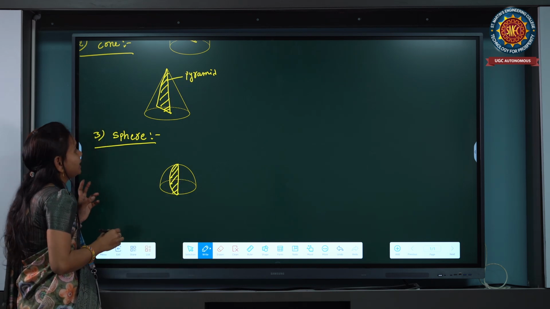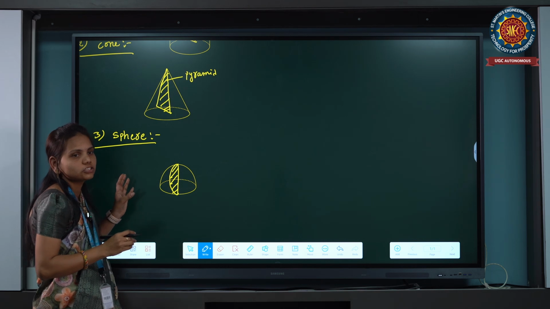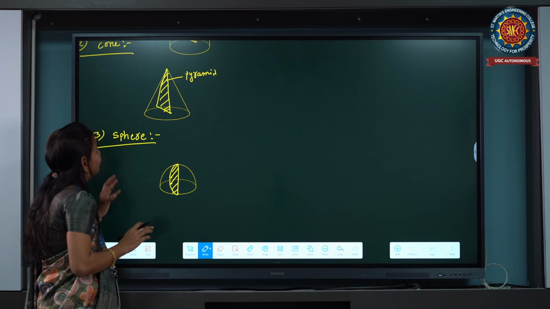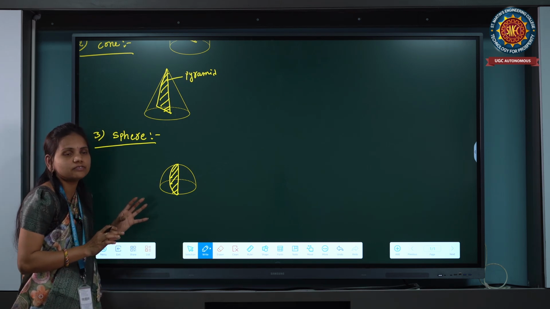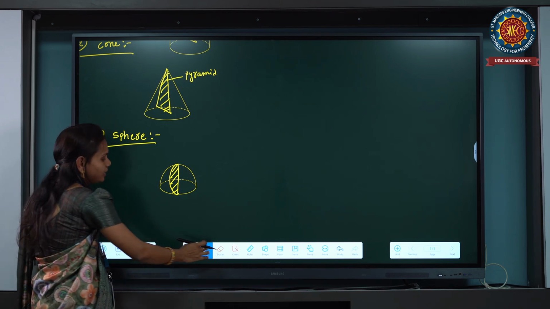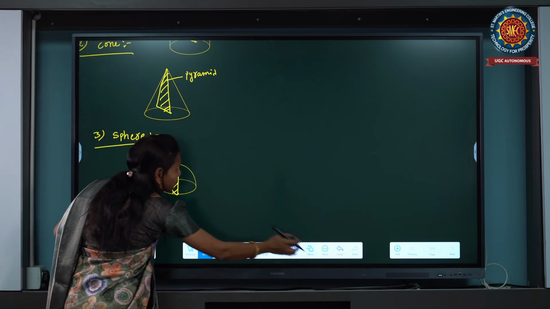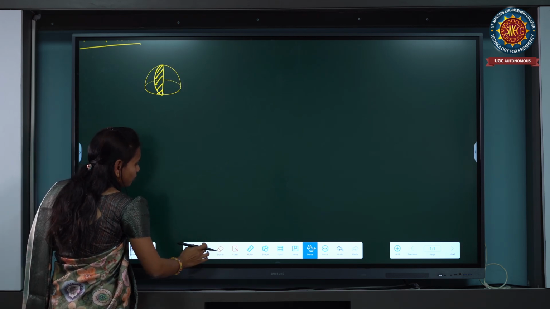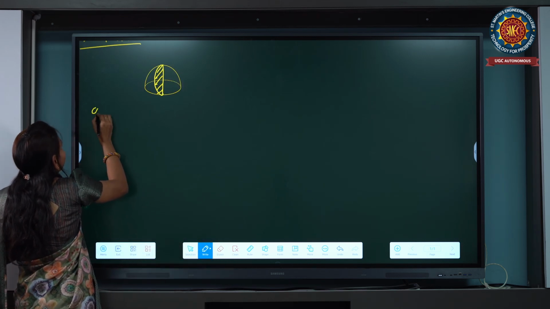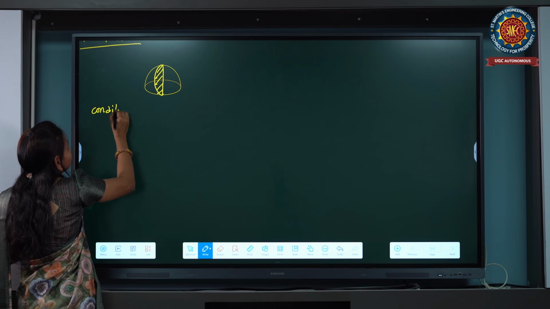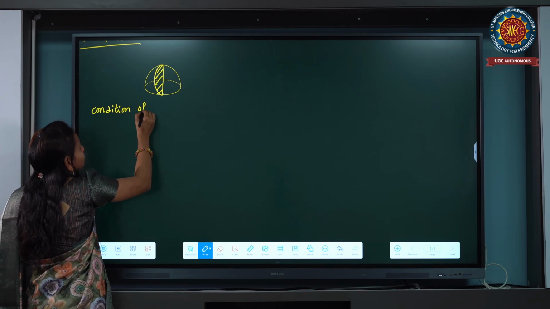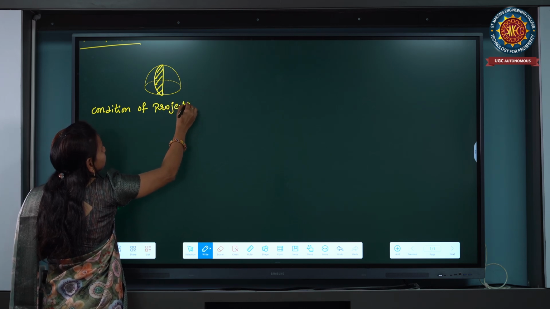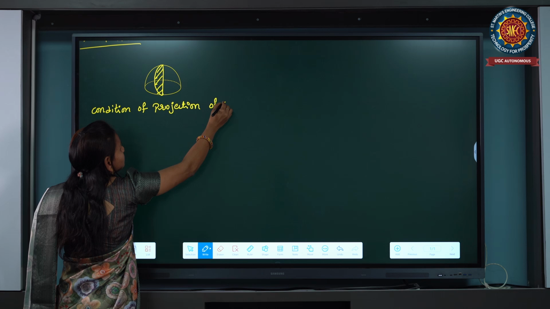So these are all the types of solids for projections of solids. In projections of solids, depending upon the axis, we classify into 4 types. Here we are using 4 conditions, and by using these conditions we solve the diagrams. So what are the conditions of the projections of solids?